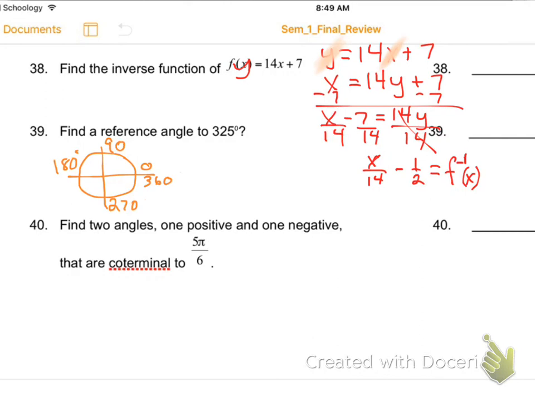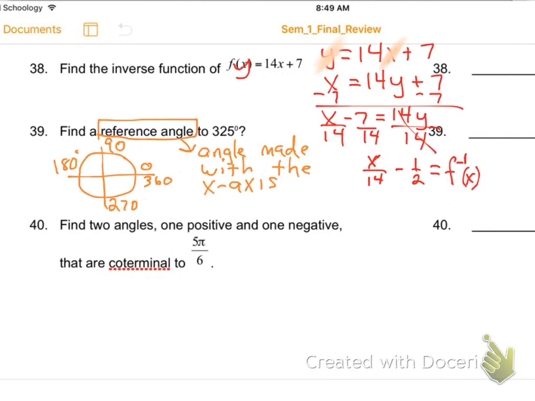And so the reference angle is simply the angle made with the x-axis. And the key is you have to find the closest point. So you have to decide, am I closer to 180 or 360? So let's look where 325 would be.